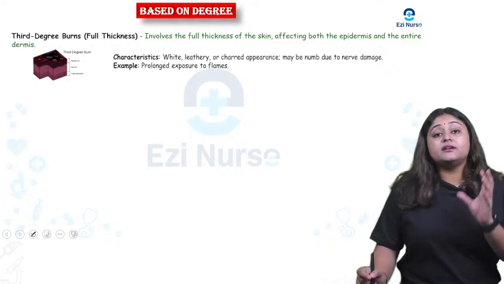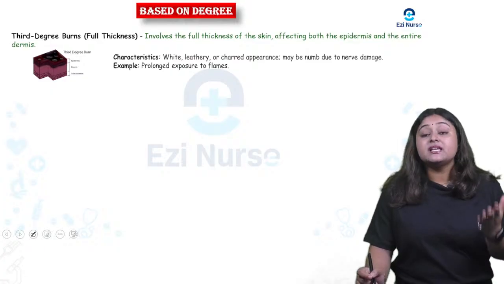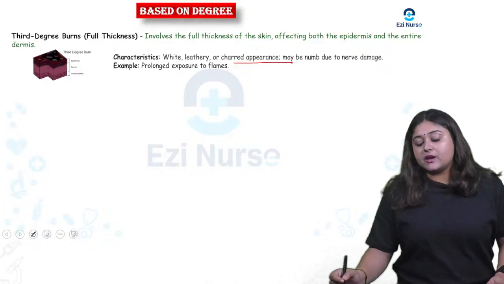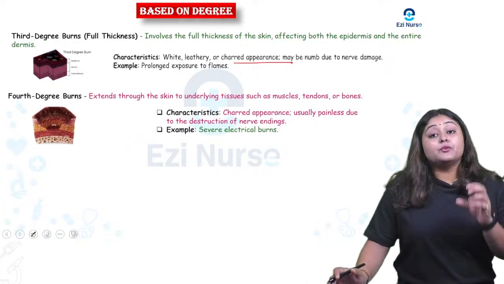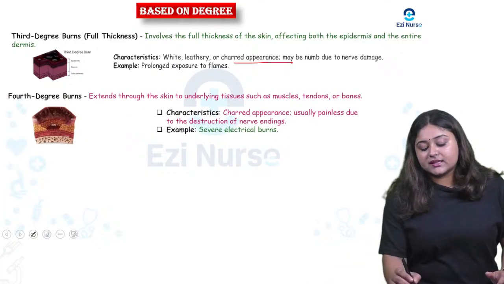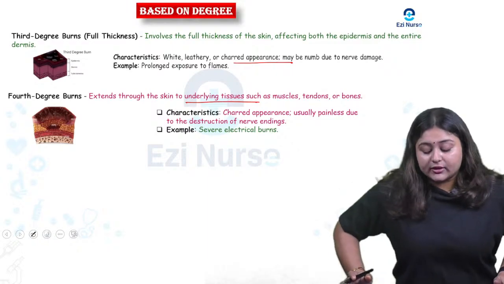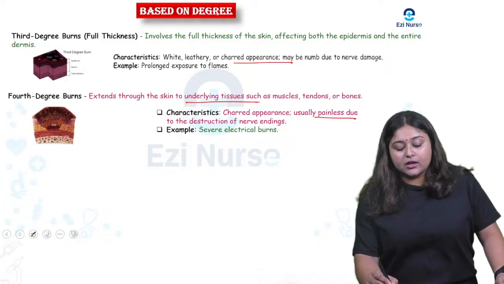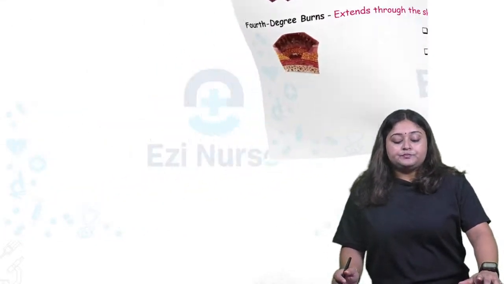Okay, now come to the next, that is third degree burn, or the full thickness burn. It involves the full thickness of the skin affecting both the epidermis as well as the dermis completely, and characteristics: white leathery or charred appearance, may be numb due to the nerve damage, and example: prolonged exposure to flames. Now come to the fourth degree. So fourth degree goes through the skin into underlying tissue such as muscle, tendon as well as bones which might also be affected. So what are the characteristics? That is charred appearance, usually painless due to the destruction of nerve endings, and examples: severe electrical burns.